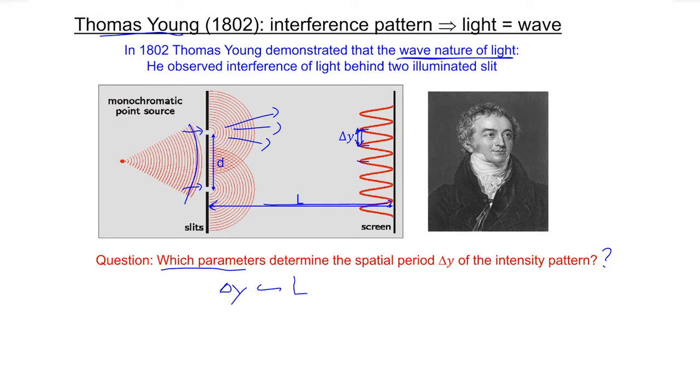If the screen is further away, the period is likely to be larger. Then, a second parameter in there is probably the distance between the slits. But there is a third parameter that you might not immediately think of, and that is the wavelength of light. The wavelength of light also goes in there. So you have to find something which is proportional to a length, and then probably also contains a wavelength and a distance between the slits.